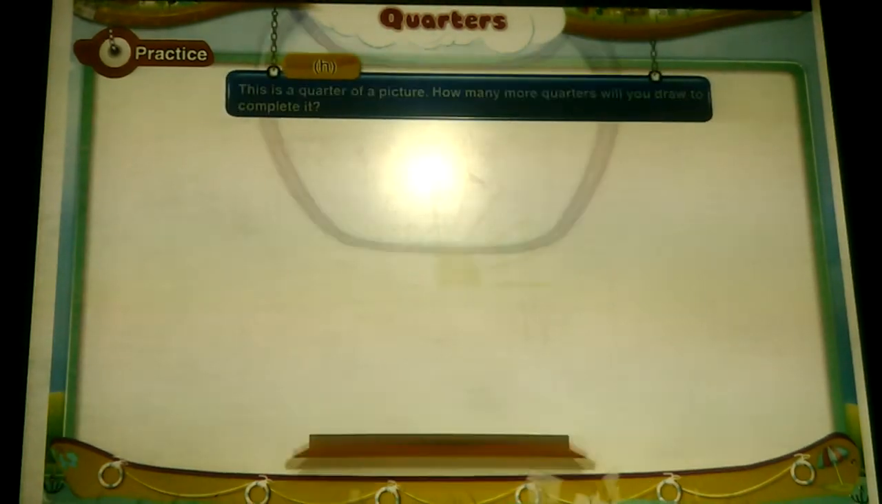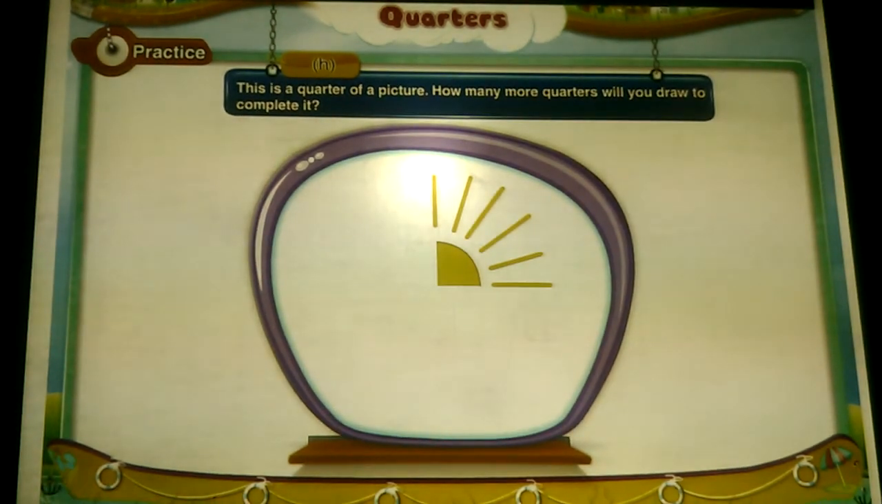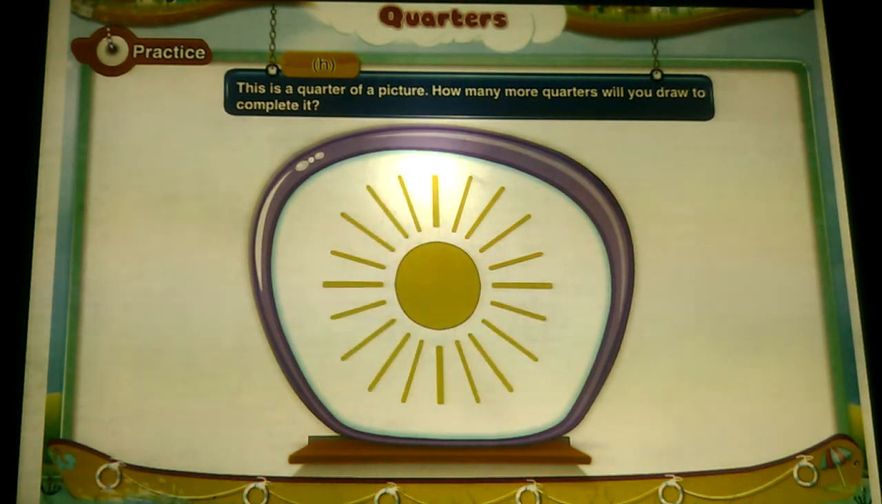H. This is a quarter of a picture. How many more quarters will you draw to complete it? A quarter of the picture of the sun is colored. To complete the picture, color the remaining 3/4 like this.